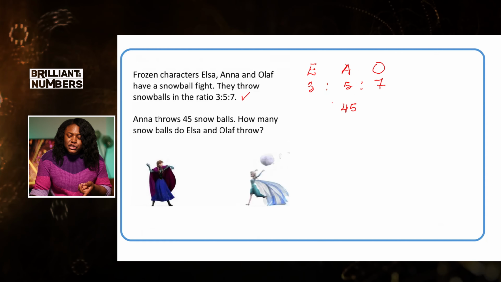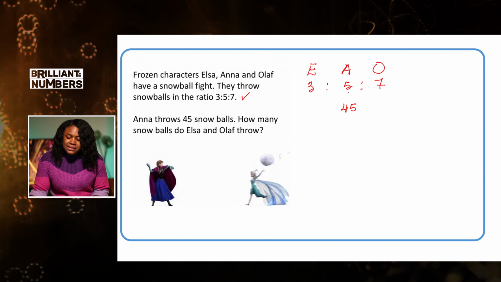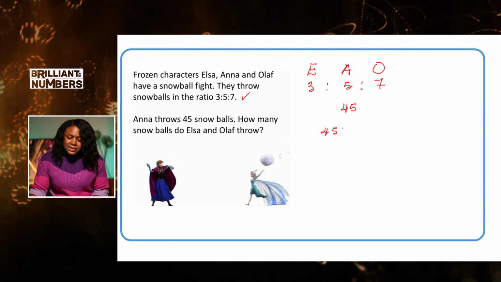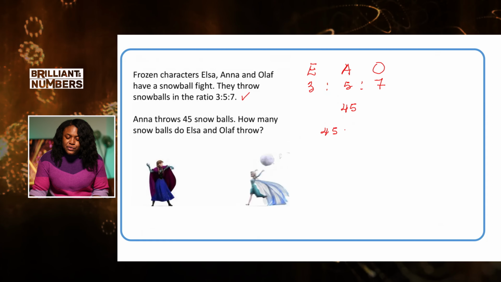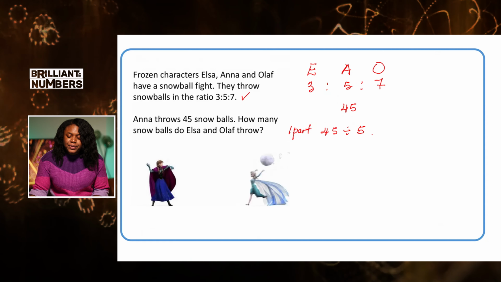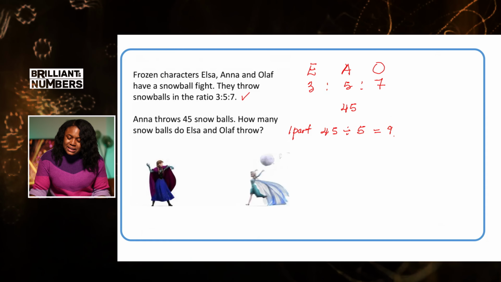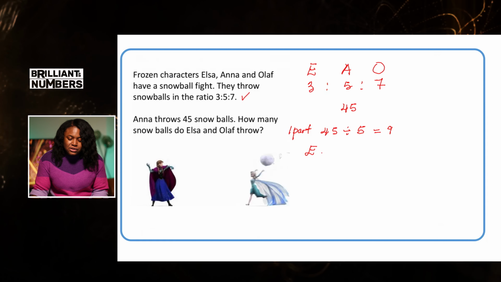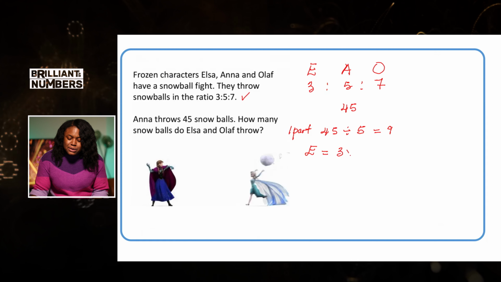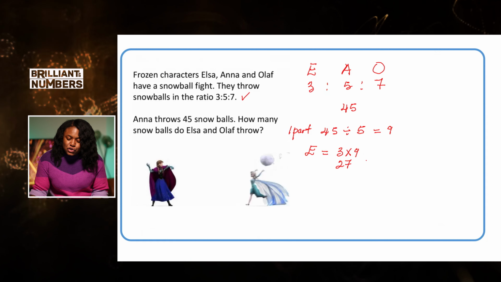So I have to use Anna's amount to find out one part of the ratio. So I can see 45 represents 5 parts. So if I do 45 divided by 5, I will find one part of the ratio. So 45 divided by 5 is 9. So that means one part represents 9. So we can now go ahead and find out Elsa's by doing 3 parts times 9. So Elsa would then be 3 times 9, which gives us 27. So that's 27 snowballs.